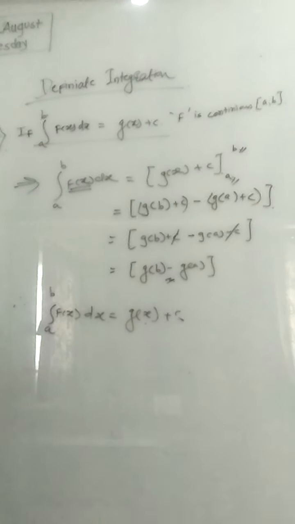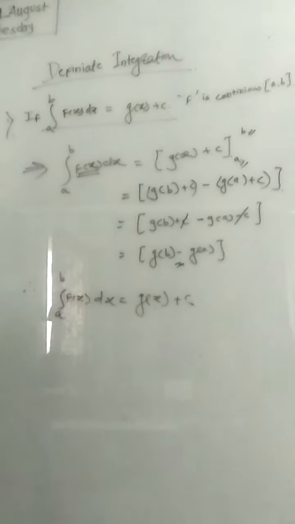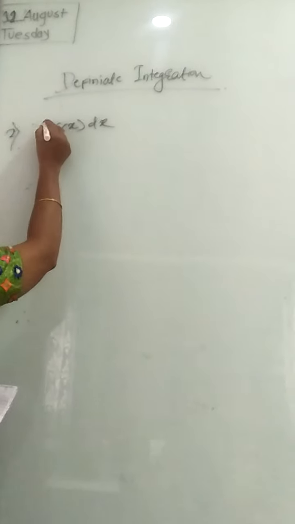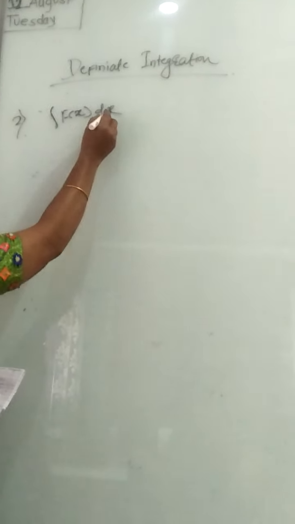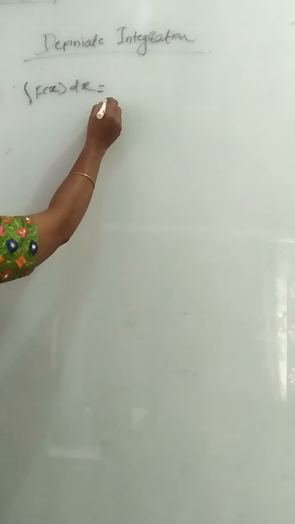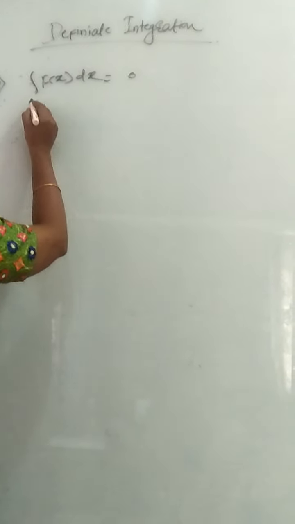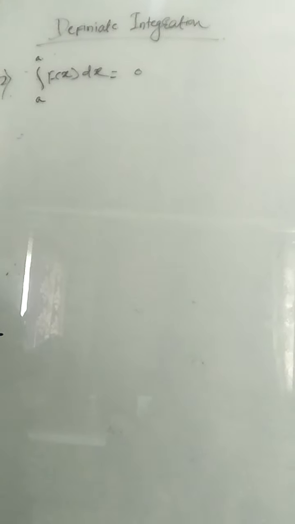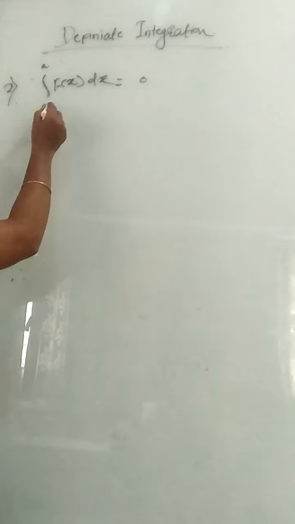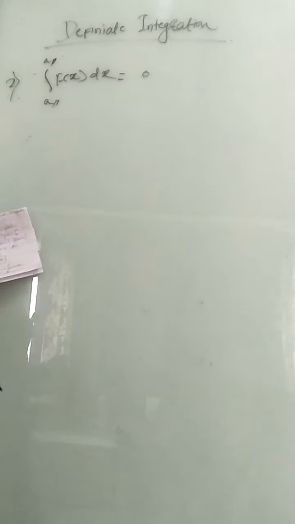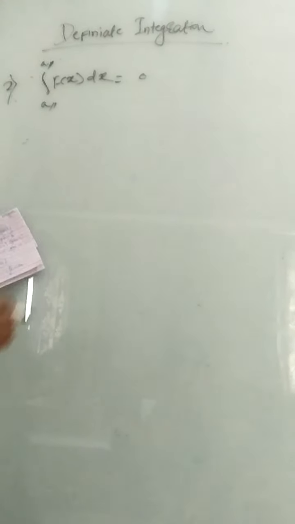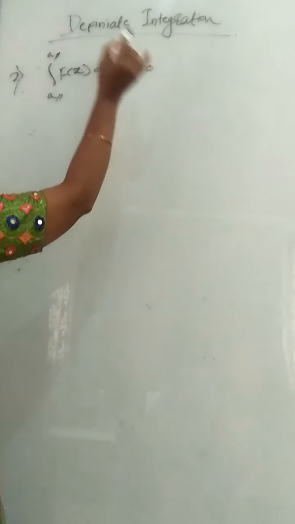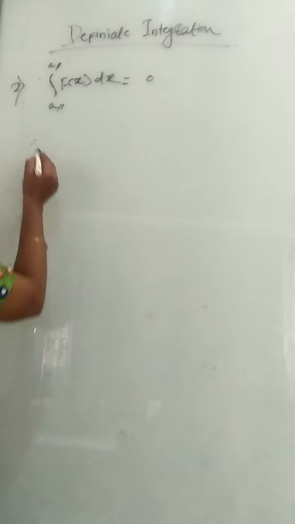Write down this property in our notebook. Then we have to learn the second property, that is integration of f of x dx is equal to 0, and the limit of this integration is a to a. Here we see in this property the upper limit is the same as the lower limit, and when we take the same limits, then that integral becomes 0. We have to find this term.